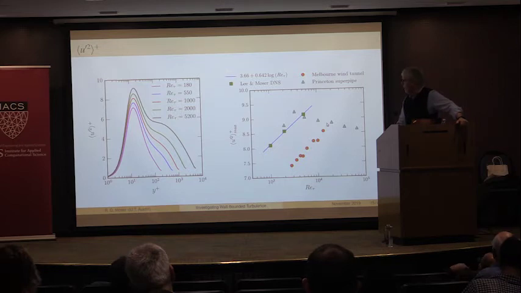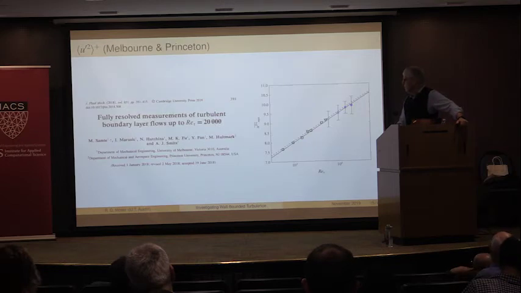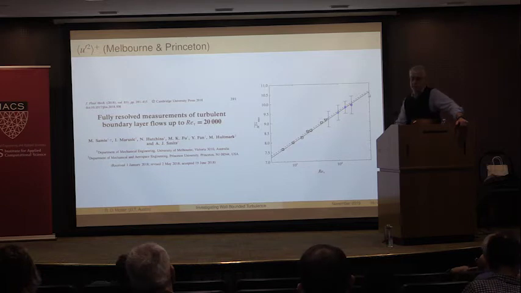It turns out, though, that later, much more careful experiments, reported just last year, indicate that going way up to Re tau of 20,000, indeed this is continuing to grow linearly at the rate that we're seeing. This data is now completely consistent.